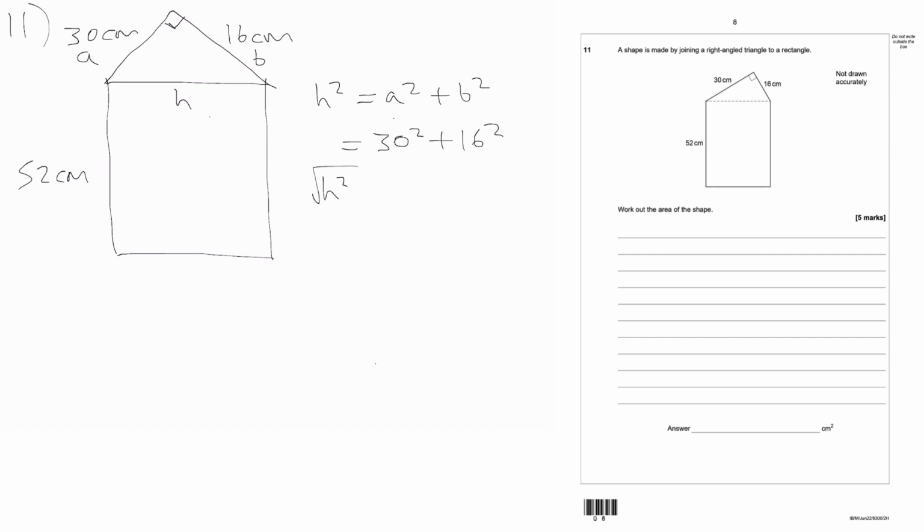Therefore, if we take the square root of both sides, we get that h equals the square root of 1156. So h equals 34 centimetres. So let me just write that in. So now we're ready to start working out some areas.